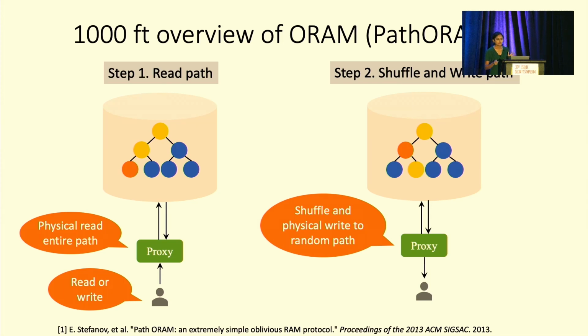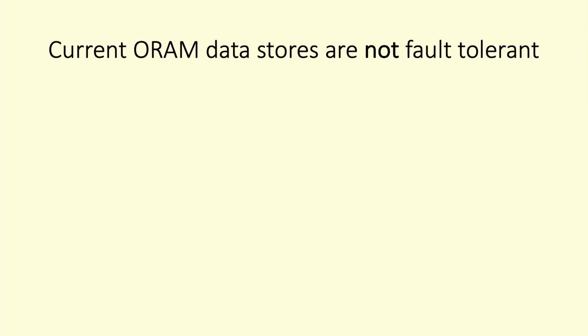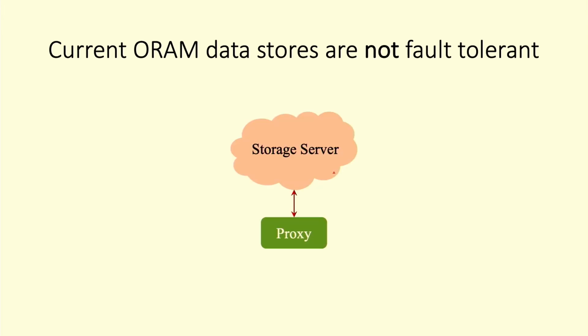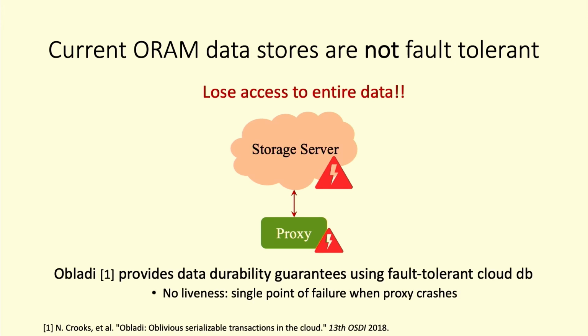Having given this high-level overview, let me now discuss the issue with existing ORAM solutions in that they are not fault-tolerant. If my external server crashes, of course, that's where my data is, so I lose access to all of my data. But even if the proxy crashes, because that is where the encryption key is stored, I still cannot access my data. So essentially, if either of these entities crash, the application ends up losing access to all of its data. I want to take a quick note to mention Abbadi, which is a recent work that provides data durability guarantees, but it doesn't give liveness in that while the proxy is down, the application cannot access any data.